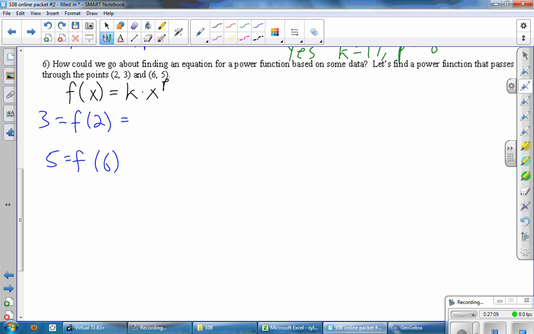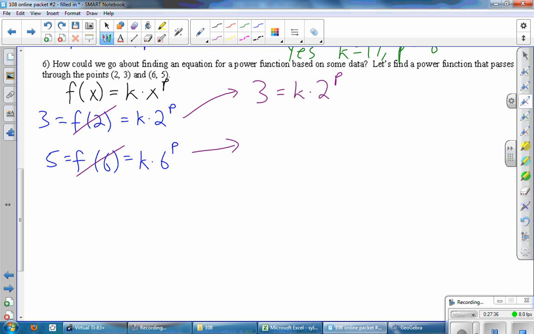But we also know that we can plug 2 into the function that's up there in black. Plugging 2 in for the x gives me k times 2 to the p. And down here, plug 6 for the x in the same black equation, k times 6 to the p. Okay, and then I'm going to put a little line through these two and then just rewrite the equations over here. 3 is equal to k times 2 to the p, and 5 is equal to k times 6 to the p. So that's our starting point.